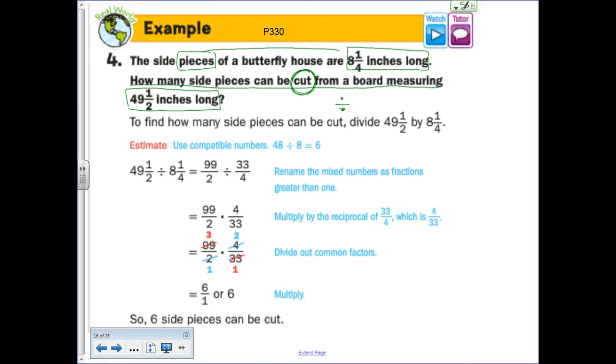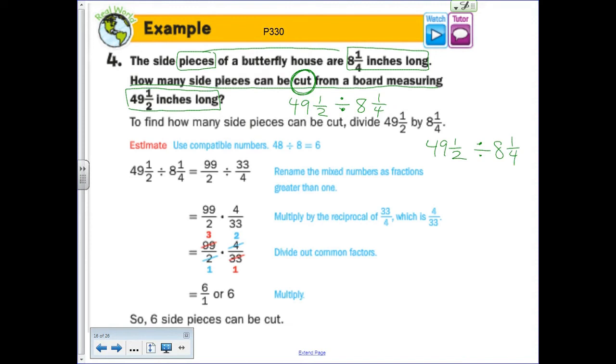So which one of those things am I cutting? Yeah, I'm cutting the board. So that is my dividend, and it needs to come first. That means the pieces that I'm dividing it into, that's going to be my divisor and has to come second. So we're going to divide 49.5 inches by 8.25 inches. I'm going to rewrite that problem over here so that I have room to work.